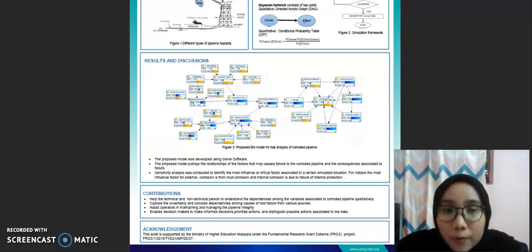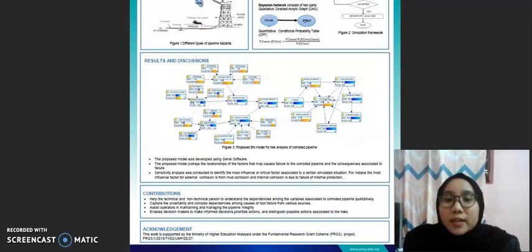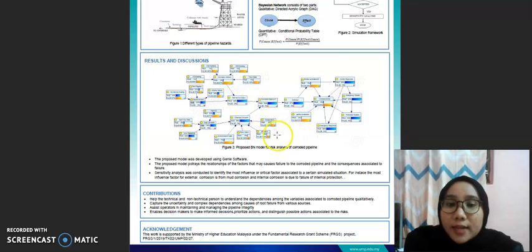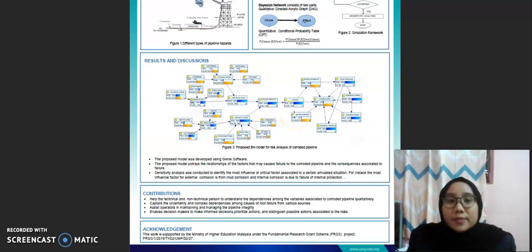And here we can see that corrosion failure can occur if the internal corrosion and external corrosion occur. So it is proven here that when we use the noisy OR model, the internal corrosion will occur with a percentage of 98%, and for the external corrosion, the percentage is 99%.